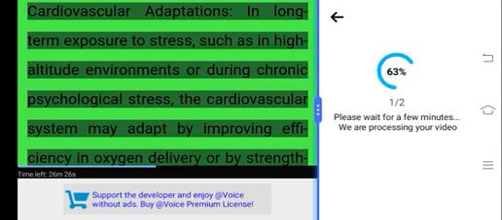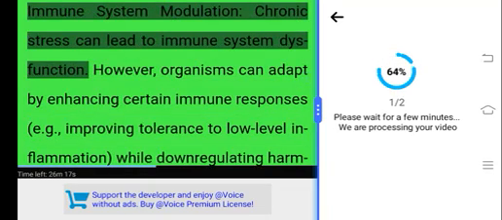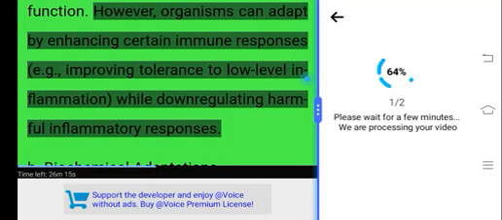Cardiovascular adaptations. In long-term exposure to stress, such as in high-altitude environments or during chronic psychological stress, the cardiovascular system may adapt by improving efficiency in oxygen delivery or by strengthening the heart's capacity to handle increased workload. Immune system modulation. Chronic stress can lead to immune system dysfunction. However, organisms can adapt by enhancing certain immune responses, e.g., improving tolerance to low-level inflammation while downregulating harmful inflammatory responses.